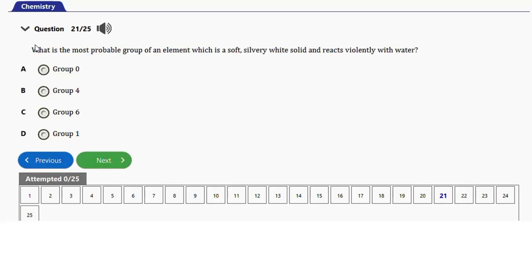It says what is the most probable group of an element which is soft, silvery white, solid, and reacts violently with water? So this is group 1. These are basic properties of group 1 elements. So the right option is option D. Next question will be this one.